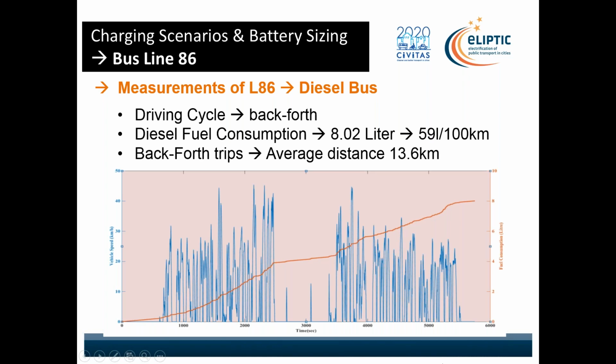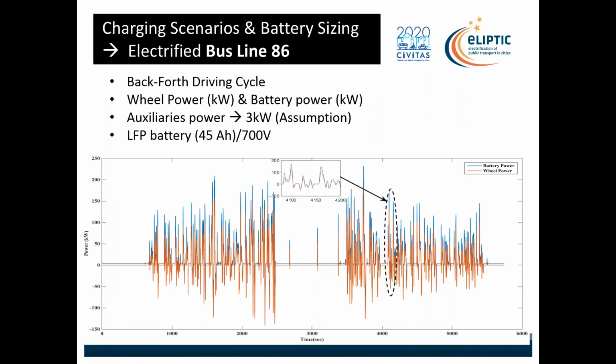As you can see, this one line, and we have the drive cycle, the vehicle speed, and then we also measure the fuel consumption for the diesel. And as you can see here, the diesel fuel consumption is around 59 liters per 100 kilometers, and the distance is around 13.6. So what we do, we use our simulation tool, and we do the same drive cycle, back-forth cycle, and the idea is to show you what is the power at the wheel that we request from the electric buses, and the power requested from the battery. As you can see, this figure shows the trend between the wheel power and the battery power, and we assume the auxiliary is 3 kilowatt, and I will come back later to the auxiliary consumption, how this will influence the consumption of the energy.